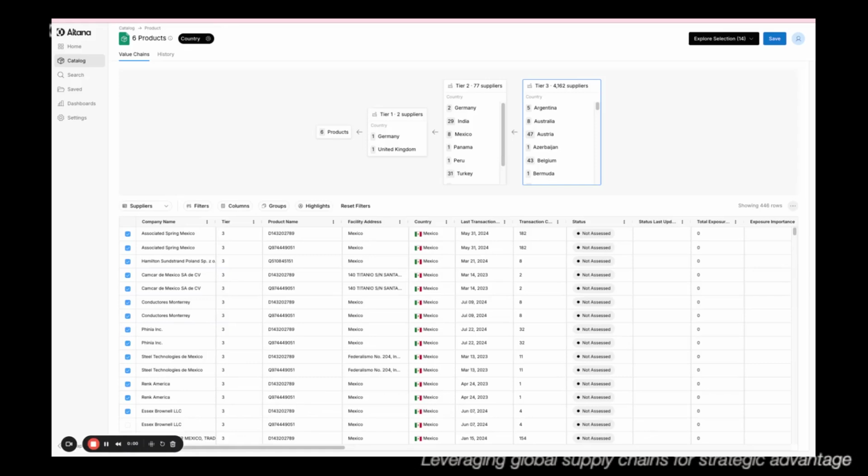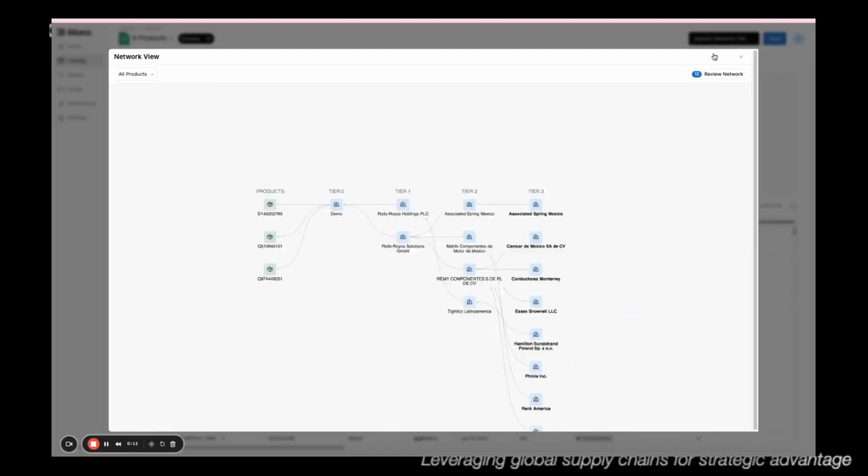Trade policy is increasingly volatile. It is crucial to understand your exposure to tariff changes. We'll demonstrate how Altana assists in visualizing and optimizing your supply chain amidst these challenges.